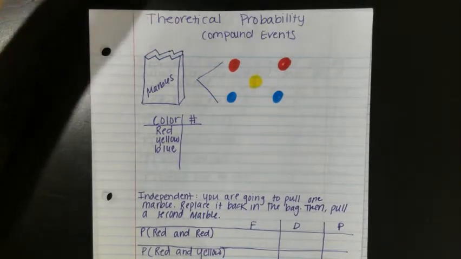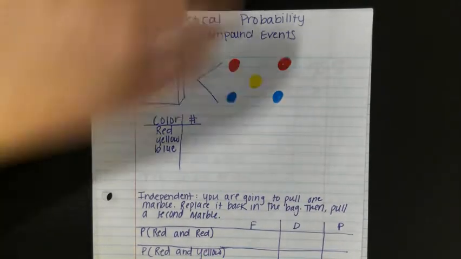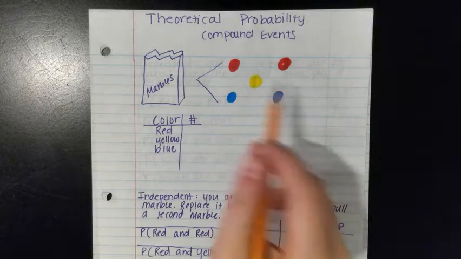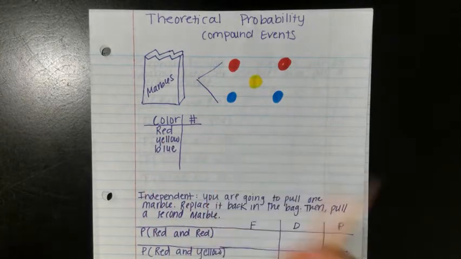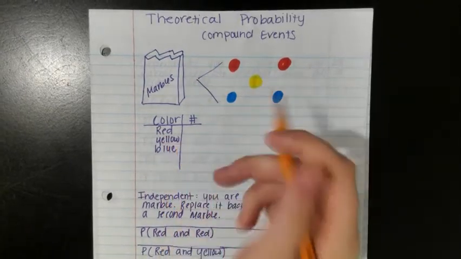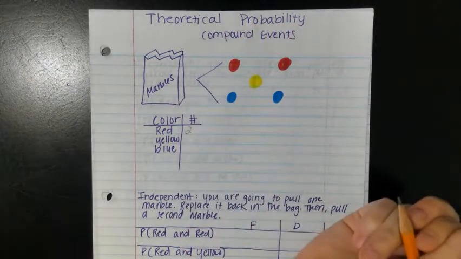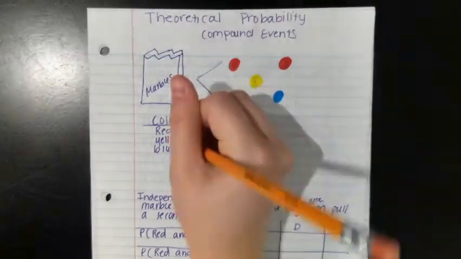Alright, today we're going to do theoretical probability of compound events. So we have this bag of marbles again. Inside our bag we have some red, some yellow, and some blue. So I'm going to go ahead and make the table. For red we have 2 that are red, 1, 2. Yellow we have 1, and blue we have 2.